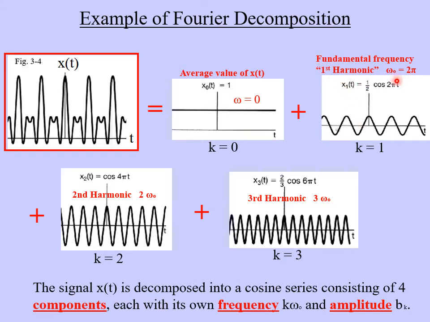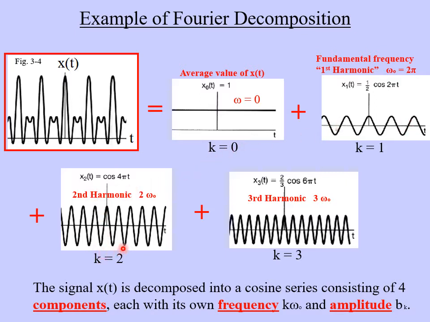So omega naught, the fundamental frequency in this example, is equal to 2 pi. And the coefficient out in front is equal to 1/2. So this first component here, or I should say second, this is really the first component. This component right here has a weight of 1/2, that's the coefficient, and the frequency is 2 pi, and it looks something like this.